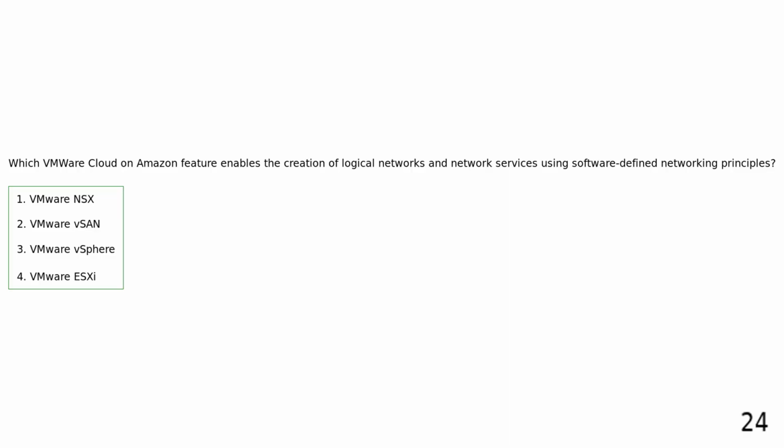Which VMware Cloud on Amazon feature enables the creation of logical networks and network services using software-defined networking principles? VMware NSX, VMware vSAN, VMware vSphere, VMware ESXi. VMware NSX is a network virtualization platform that enables the creation of logical networks and network services, such as firewalls and load balancers, using software-defined networking principles within VMware Cloud on AWS.